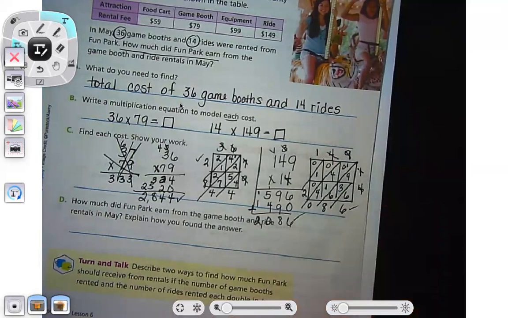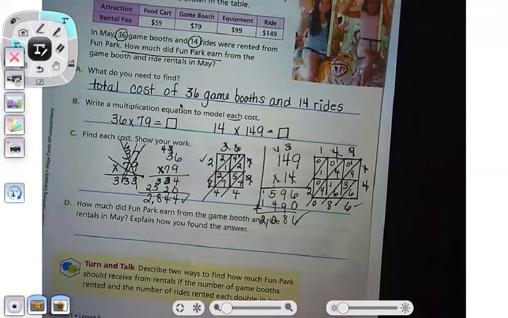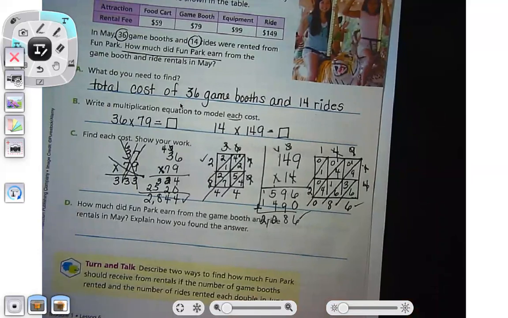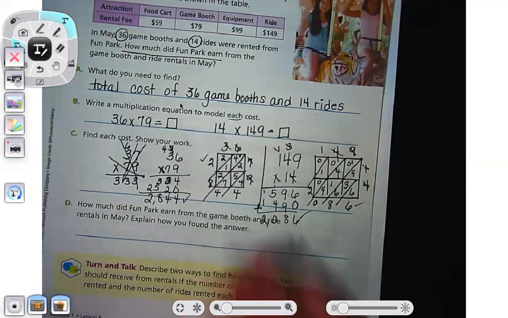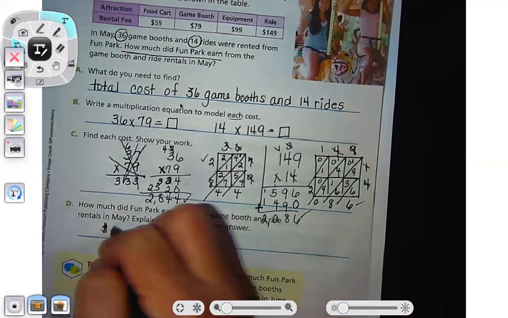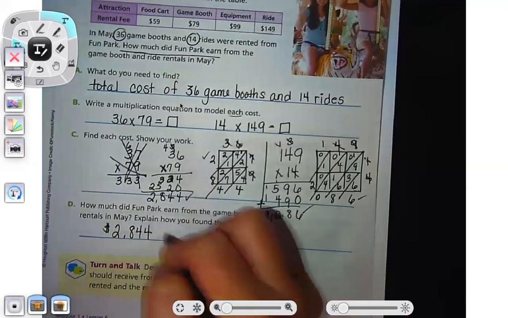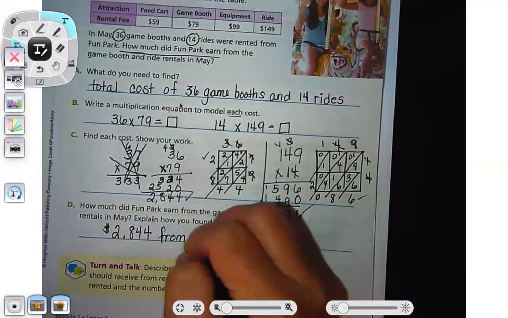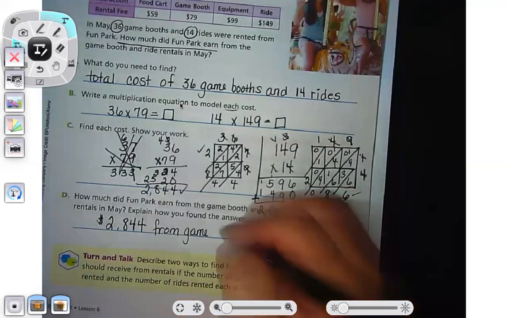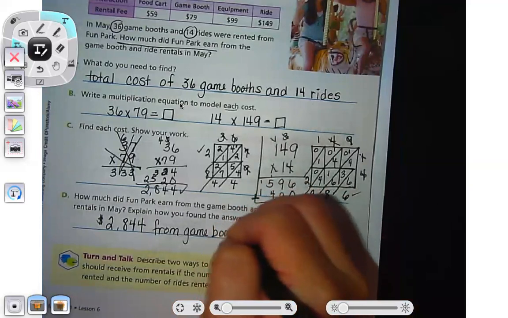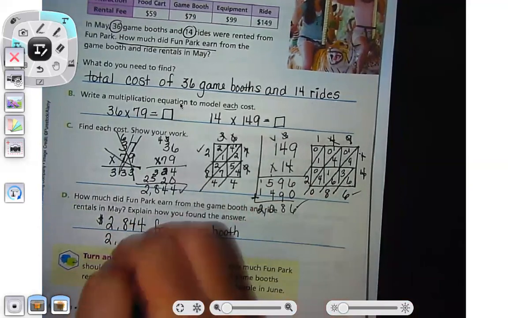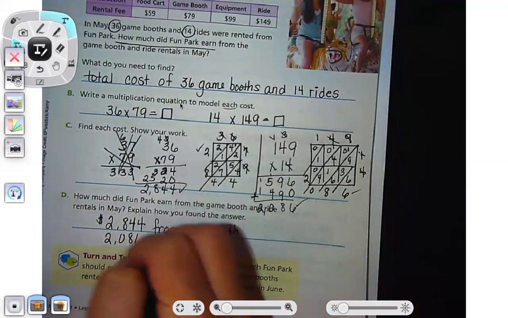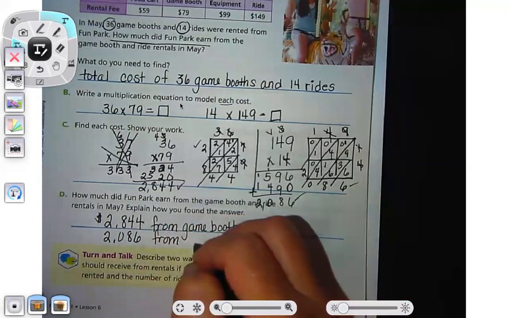So it says, how much did Fun Park earn from the game booth and ride rentals in May? Explain how you found the answer. So I know that Fun Park earned $2,844 from game booth. And $2,086 from the rides.